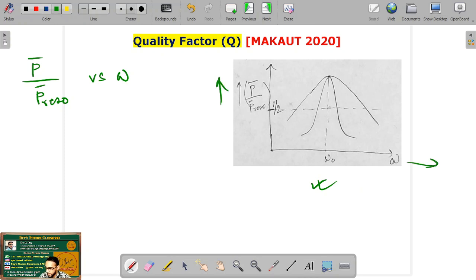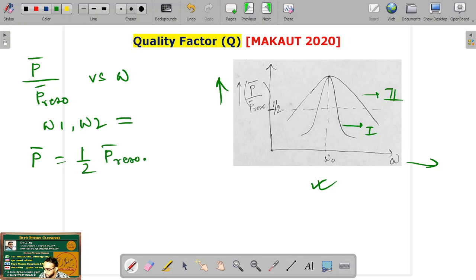So here are two damping cases. This is case 1 and this is case 2. Case 1 is for low damping and case 2 is for very high damping. From this figure we can see that there are two frequencies which we name omega 1 and omega 2. At these two frequencies, the ratio of P bar by P bar resonance, that means the ratio of average power to the power at resonance, would be half. In other words, the average power would be half of the power at resonance.